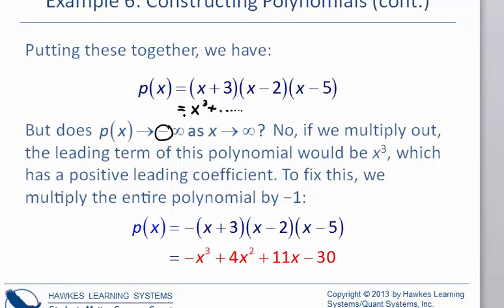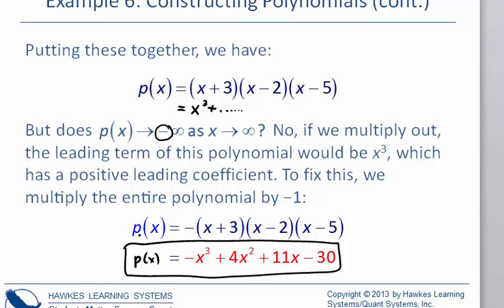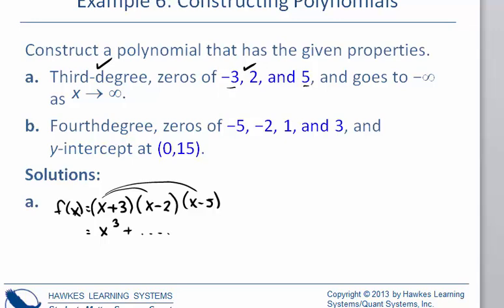So to fix this, we're going to multiply our polynomial by -1. All right, and so we're going to go ahead and multiply this thing out. We can do that with the FOIL method. We're going to multiply that -1 on at the end, and we have our function that meets all 3 criteria now. Okay, all right, so let's go back to our problem and let's look at part B.